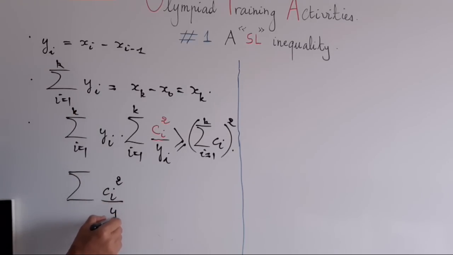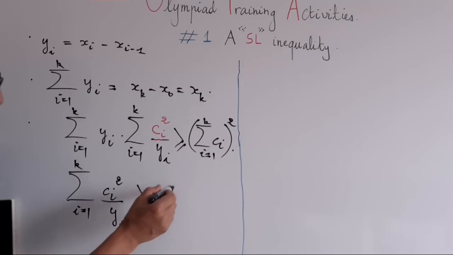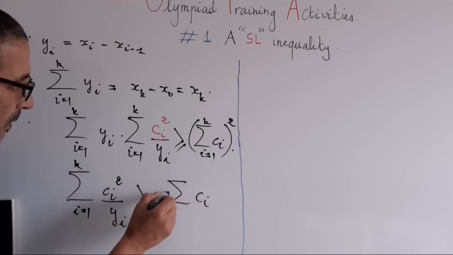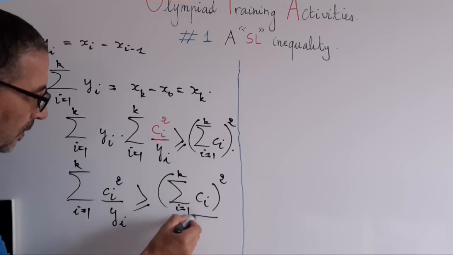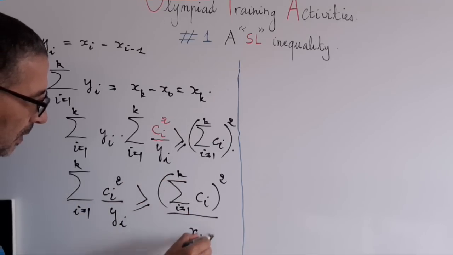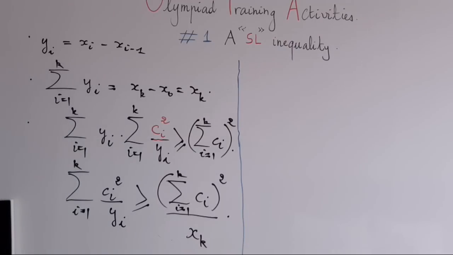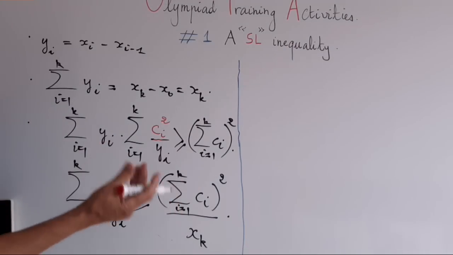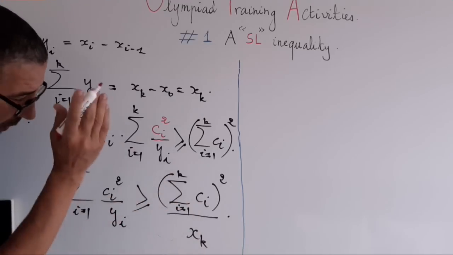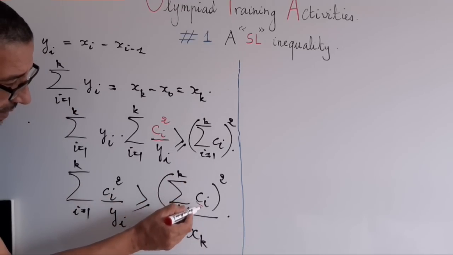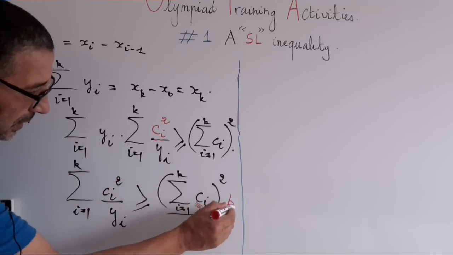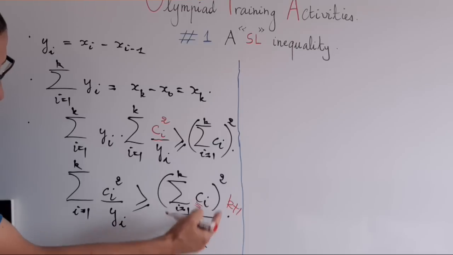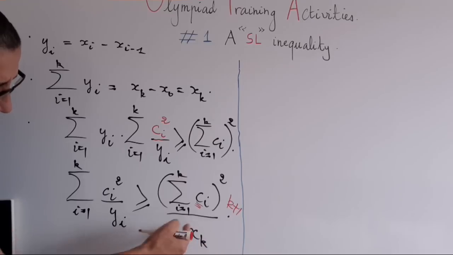ci square over yi is more than square over xk. And here, now we must choose in a convenient way the sequence ci in order to point out the term k plus 1, to obtain the fraction k plus 1 over xk.